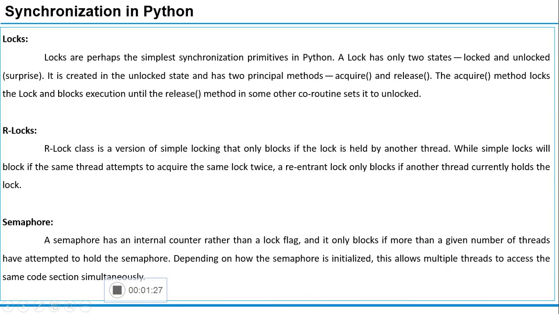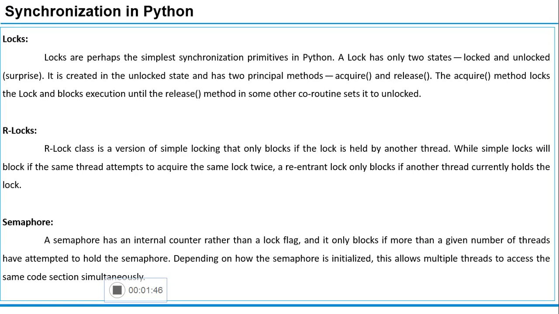It is a version of simple locking that only blocks if the lock is held by another thread, which means it allows the same process or thread to access the resource multiple times without any problem. If a new thread tries to access the resource, that thread will get blocked by the re-entrant lock.